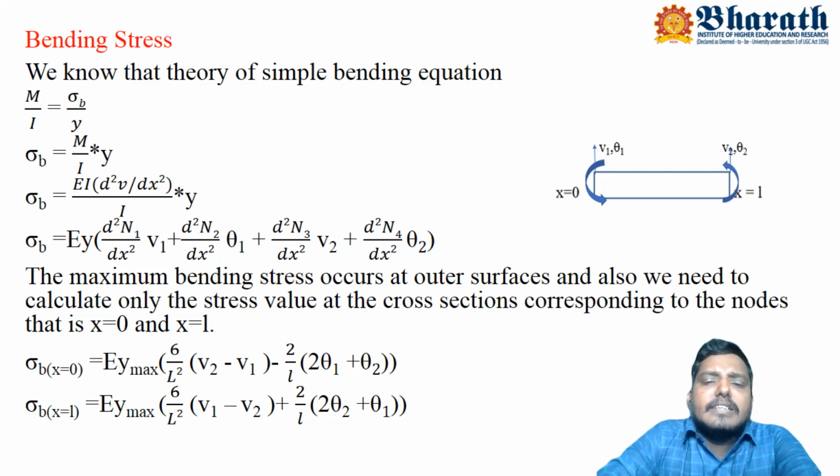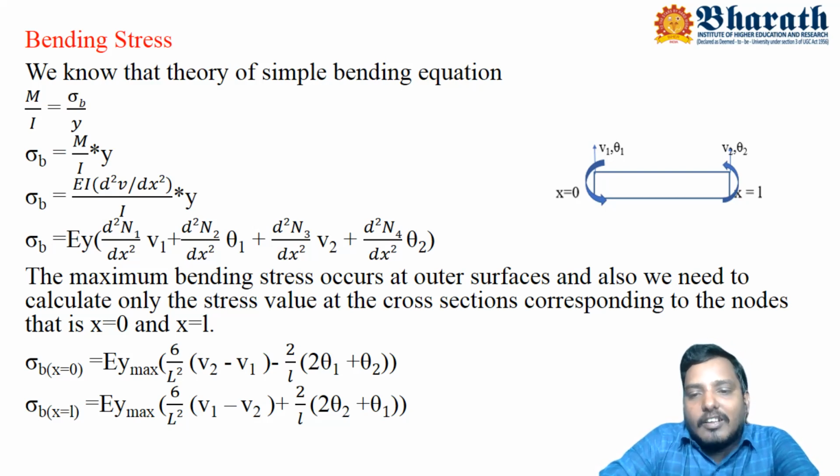The maximum bending stress occurs at the outer surface, and we need to calculate the stress value only at the cross section corresponding to the nodal location. Maybe a beam is discretized into a convenient number of elements. The initial location is x equal to 0, and the other end is specified as x equal to L. Therefore, we substitute into the above equation, sigma b at x equal to 0. How do we arrive at this equation? We know the shape function N1. We differentiate N1 two times and get d square N1 by dx square. In that equation, we substitute x equal to 0.